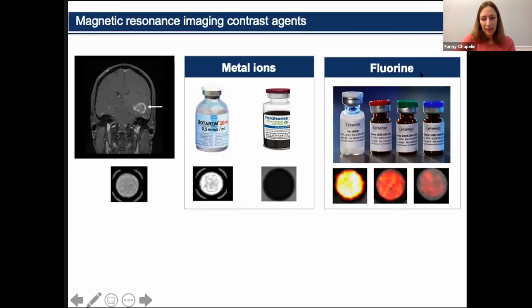In the past decade or so, new agents have also come up that are composed of fluorine atoms. The advantage of fluorine is that we don't have any of those atoms in our body, so we can do really background-free imaging. And therefore, the signal that comes up is really proportional to the amount of contrast that you've put in the sample. And I'll show you examples of that very shortly.